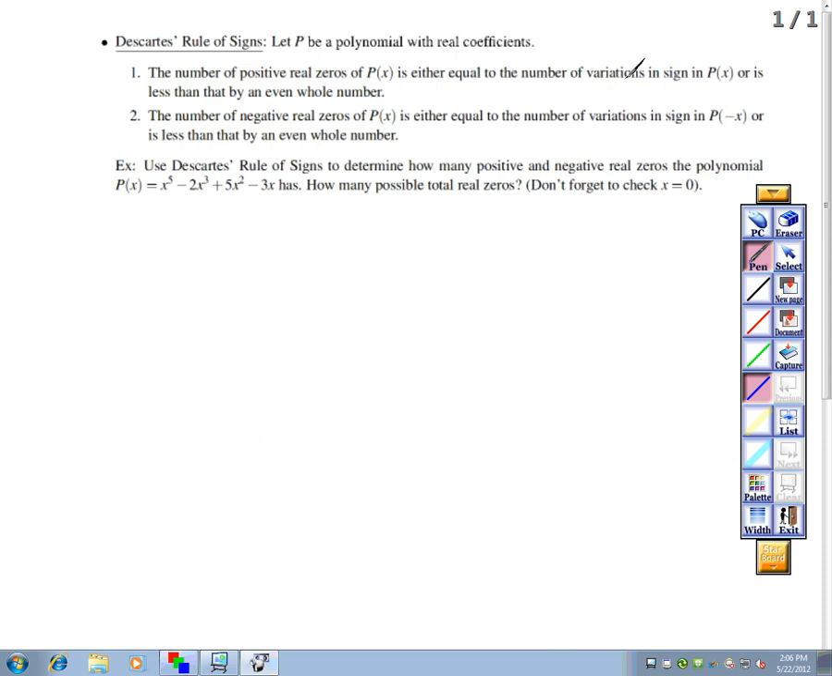The number of negative real zeros of P of x is either equal to the number of variations in sign of P of negative x, or is less than that by an even whole number.